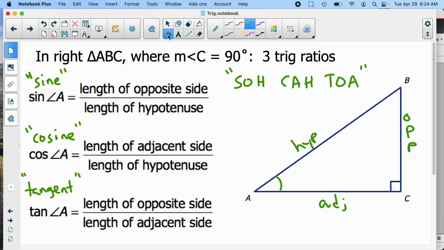Okay, pause the video for a second. Go grab a calculator. Seriously, we can't go on unless you have a calculator. Go get a calculator.